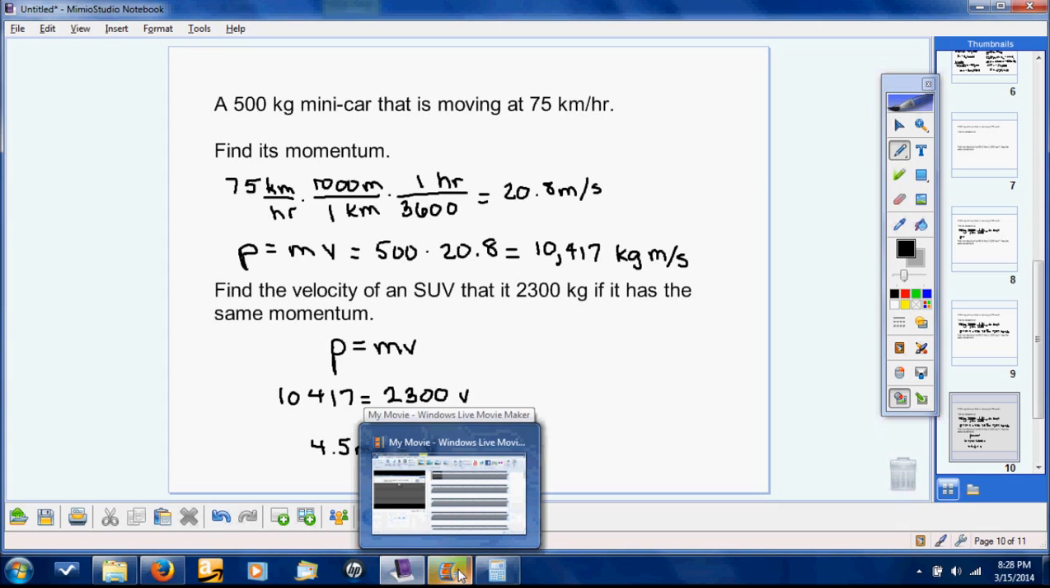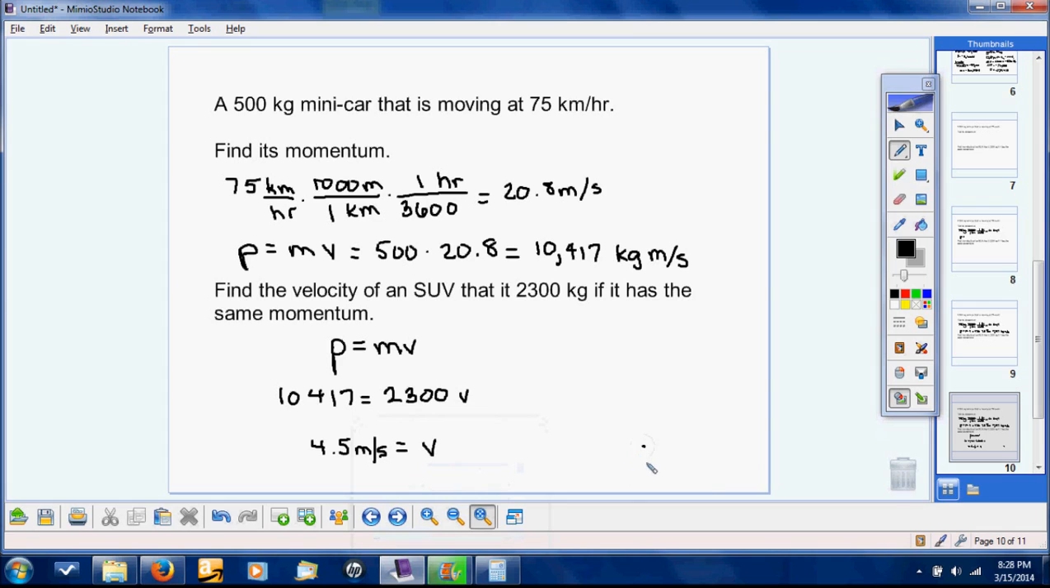Now, if we wanted to, we could actually convert. So let's convert that so that it's something we can understand. 75 kilometers per hour is even maybe a little bit beyond what we can understand, but look at your speedometer a couple times and you'll kind of get the hang of that. But let's find out what 4.5 meters per second is in kilometers per hour.